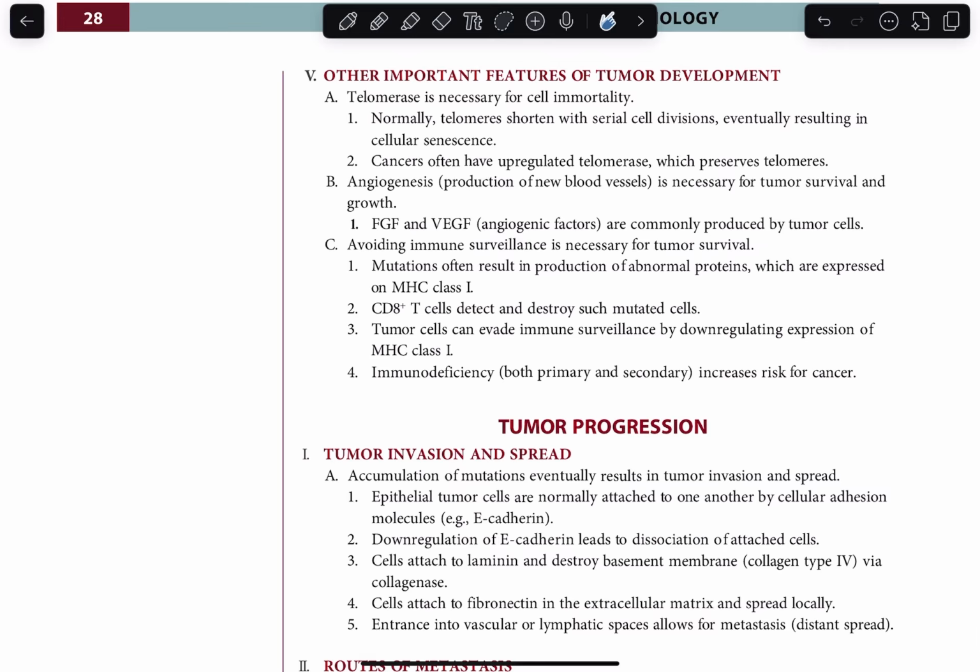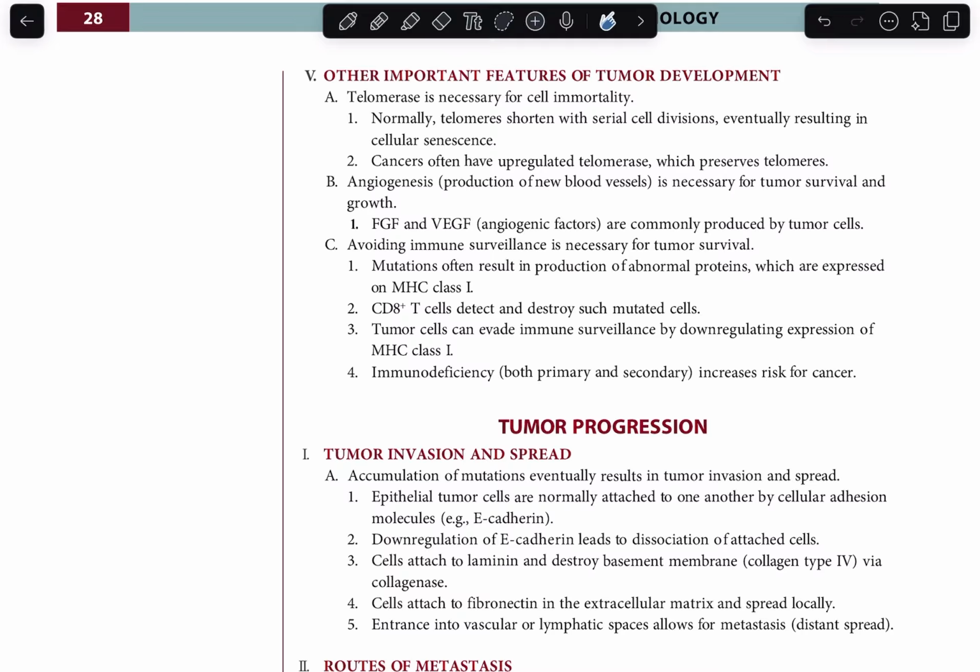Other important features of tumor development. Telomerase is necessary for cell immortality. Normally, telomeres are shortened with serial cell divisions, eventually resulting in cellular senescence. Cancers often have upregulated telomerase, which preserves telomeres.